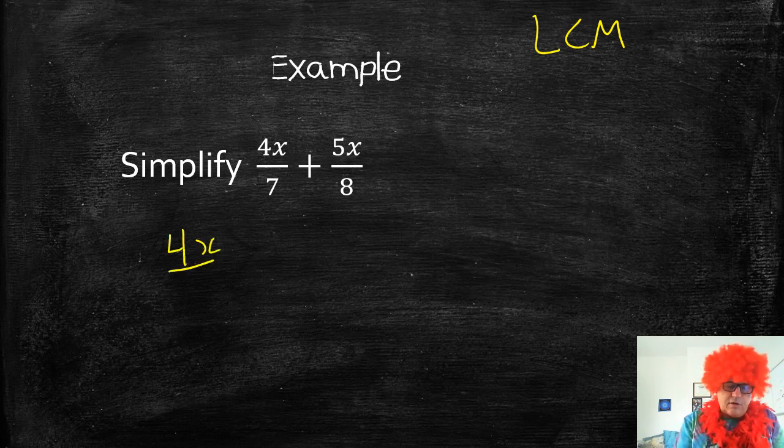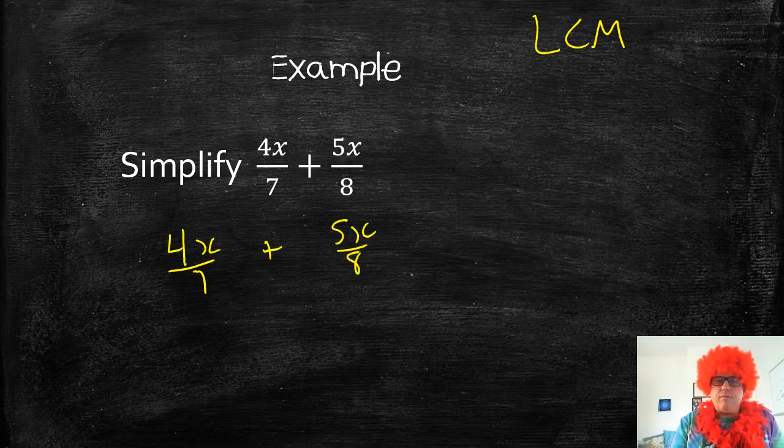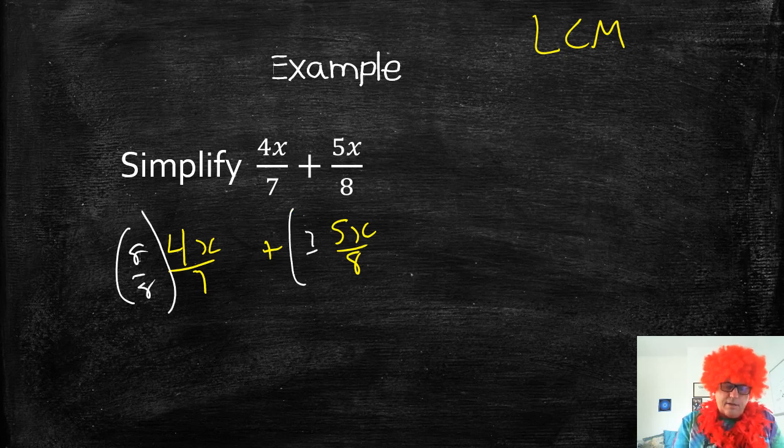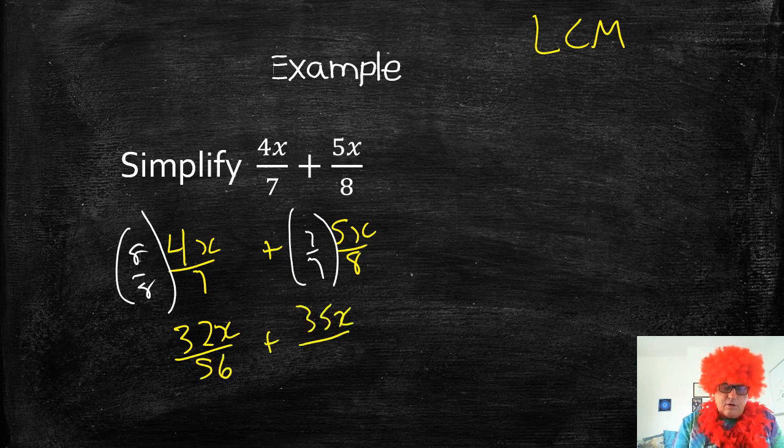So I have 4x over 7 plus 5x over 8. What do I want for my common multiple? The lowest common multiple is 56. So I need to multiply this fraction by 8 over 8, and I need to multiply this fraction by 7 over 7, and that will make the denominator 56. So I'm going to have 32x over 56 plus 35x over 56.